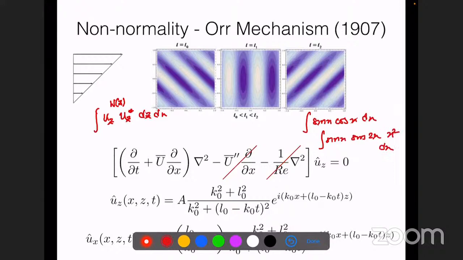Now, why is this important for fluid mechanics? Because in fluid mechanics, the orthogonality is to be viewed from the point of view of anything that is relevant, a quantity like, let's say, energy. So if the velocity eigenfunctions under the inner product of energy turn out to be non-orthogonal, that's what leads to the growth.